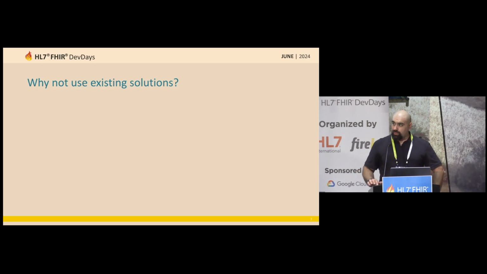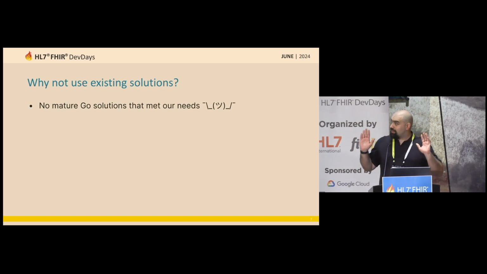One of the questions that comes up often is why we didn't just use an existing solution, because there are a number of libraries out there already, written in different languages, some including Go. Ultimately, there's no mature solution that met our needs for Go. There are some out there, but not very much activity on them, so we didn't really have a lot to go off of.